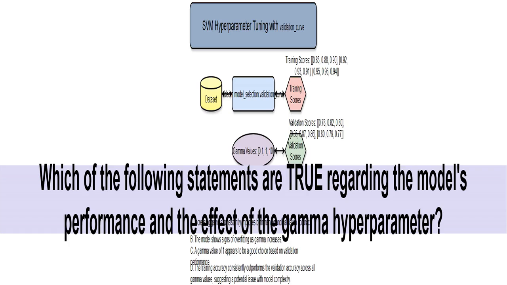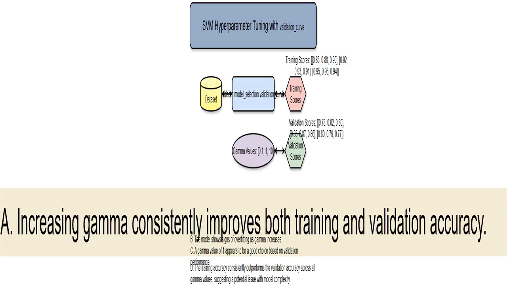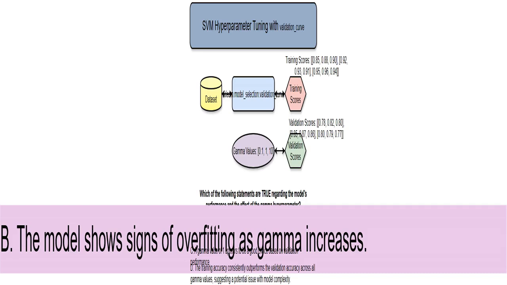This is the core question of the quiz, asking you to interpret the results from the training and validation scores and relate them to the hyperparameter, gamma. Let's analyze and see what's going on here. This statement is false because while training accuracy increases with gamma, validation accuracy shows a peak at gamma equals 1, then it decreases. This statement is true.